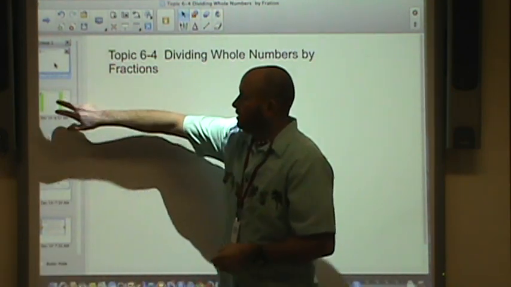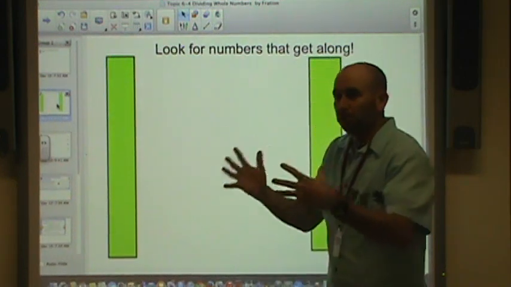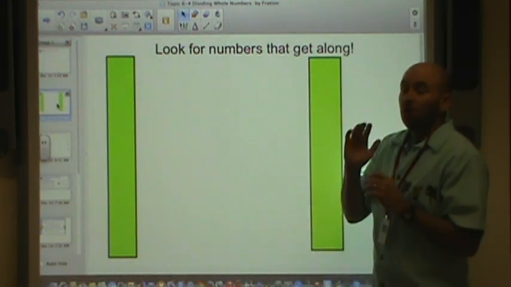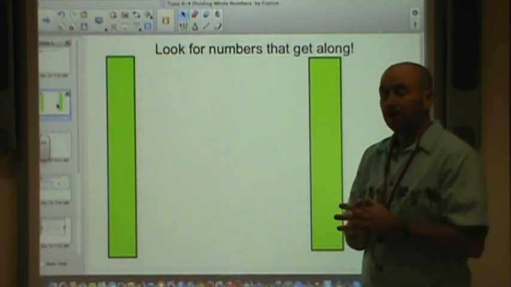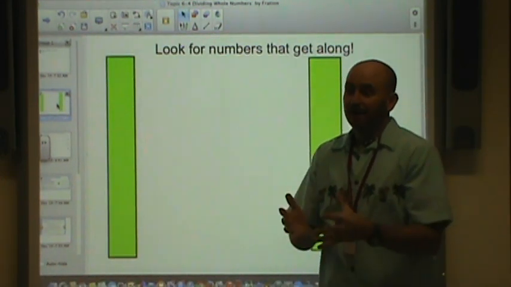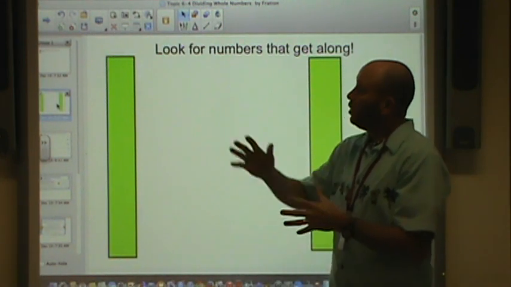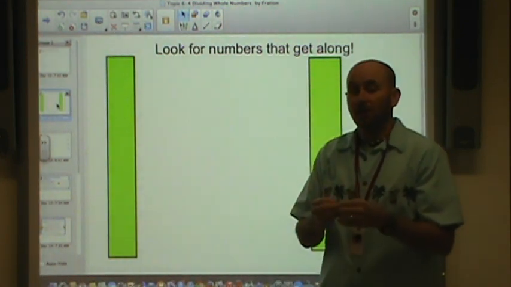Okay? Now, let's warm up our brain a little bit. Let's talk about numbers that get along. One of the things I want you to remember is that when you're dividing fractions, or even multiplying fractions, look for numbers that get along.